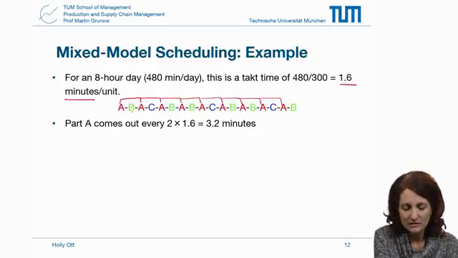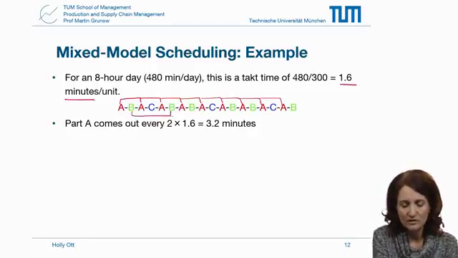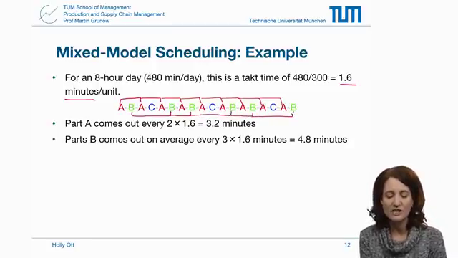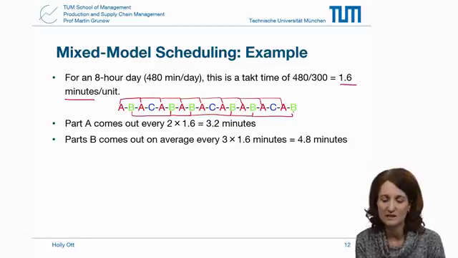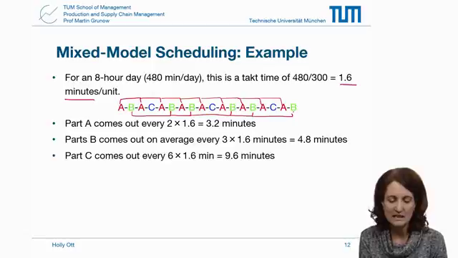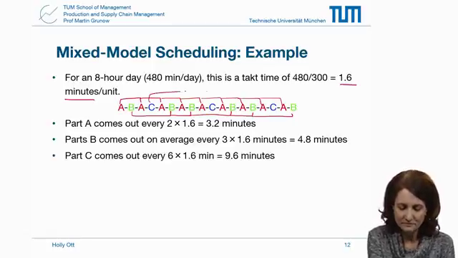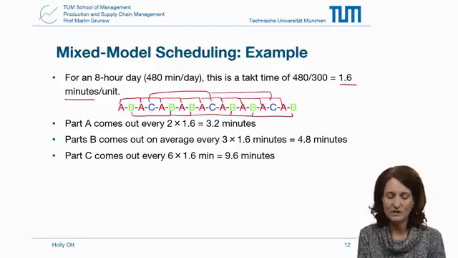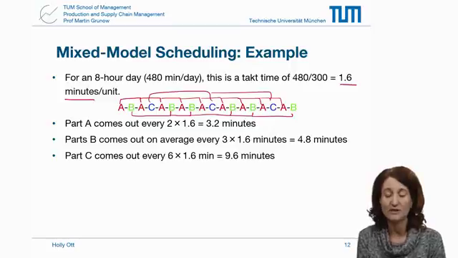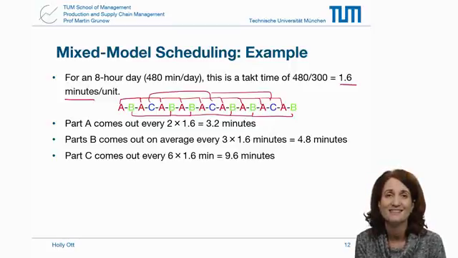Part B is a little bit different. It comes out here in 4 units. It comes out in 2, and 4, and 2, and 4. So on average, every 3 times 1.6 minutes over 4, every 4.8 minutes on average. And part C is coming out here every 6 units, so every 6 times 1.6 minutes, or every 9.6 minutes.